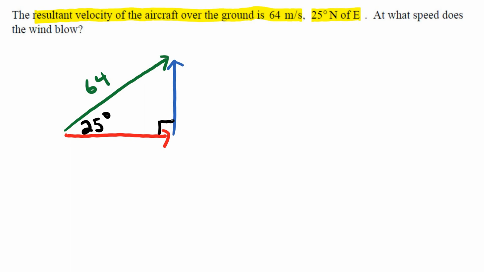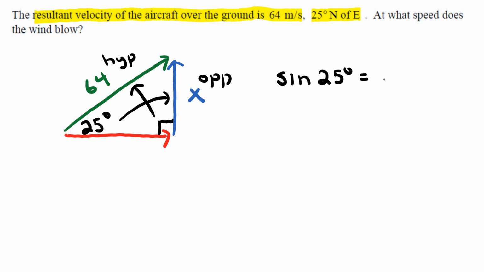What we need to do is find the magnitude of the blue vector, which represents the wind vector. So I will put an x there because I want to find the value of that vector. If I use my angle here as a reference, this right here is the opposite, and my 64 is the hypotenuse. The trig ratio that connects the opposite and hypotenuse sides of a triangle is the sine ratio. So sine of 25 degrees is equal to the opposite, which is x, divided by 64.